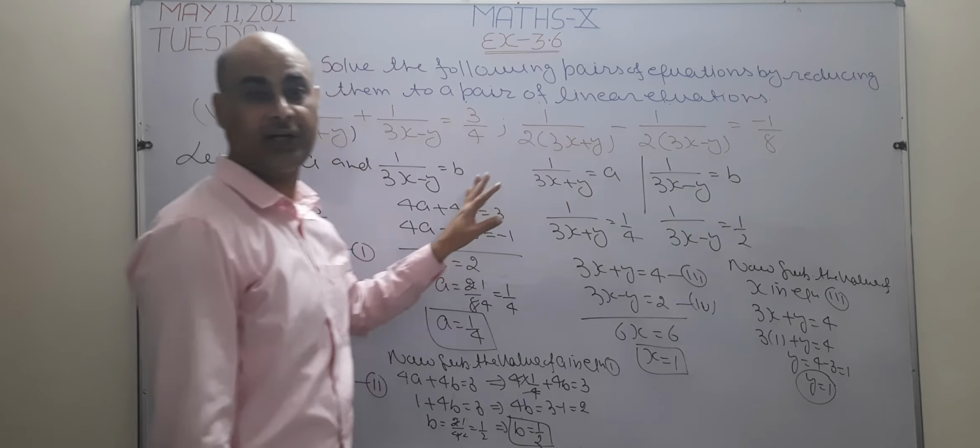When I take this complete term, this becomes a and this becomes b, equal to 3 by 4. I write here, after that I write here 1, I want to take the cross multiplication of both the terms.